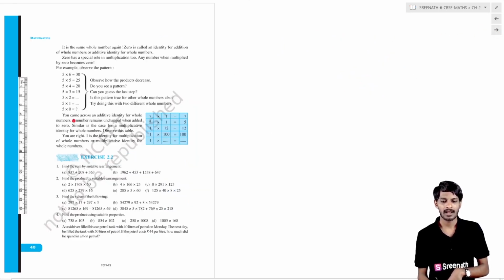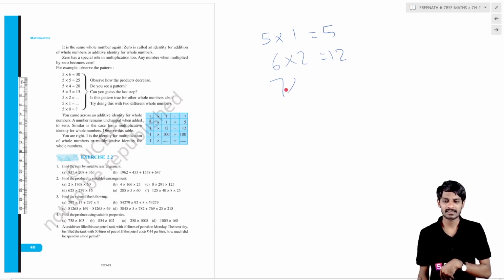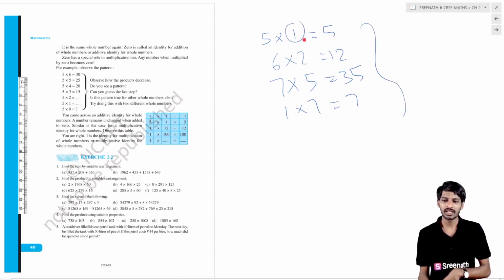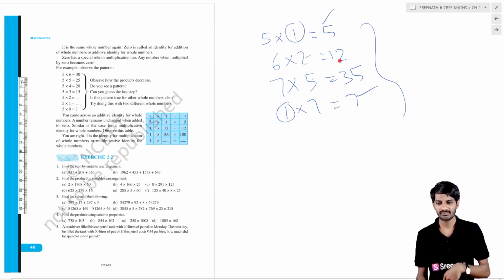And another thing is the multiplicative identity. Suppose you multiply 5 with 1, you will get 5. If you multiply 6 with 2, you get 12. If you multiply 7 with 5, you will get 35. If you multiply 1 with 7, you get 7. In all these cases, what you are observing is, every time you multiply with 1, you get the same answer, but multiplying with other numbers will give different answers.